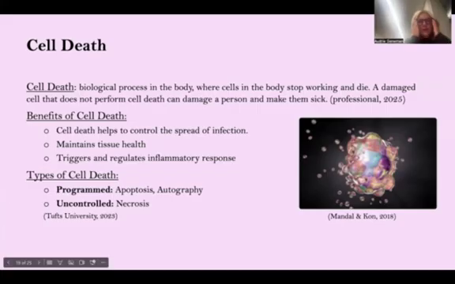Cell death is a biological process in the body where cells stop working and die. A damaged cell that does not perform cell death can damage a person and make them sick. The benefits of cell death are that it helps control the spread of infection, maintains tissue health, and triggers and regulates the inflammatory response. There are two types of cell death, programmed and uncontrolled. In programmed, we have apoptosis and autophagy. And then in uncontrolled, we have necrosis.